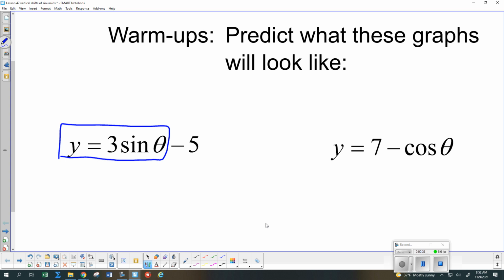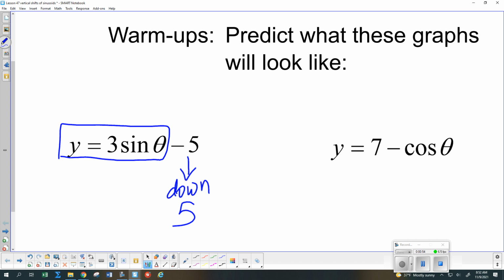Can you tell me which way and how far? What do you guys think? Everybody point which way you think it's going to go. When it's on the end, if it's a minus, it's going to go down 5 spaces. So this is going to shift it down 5.